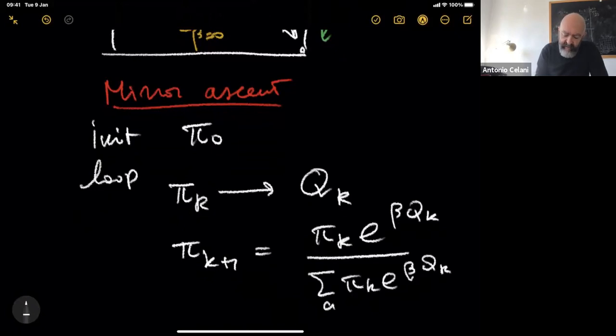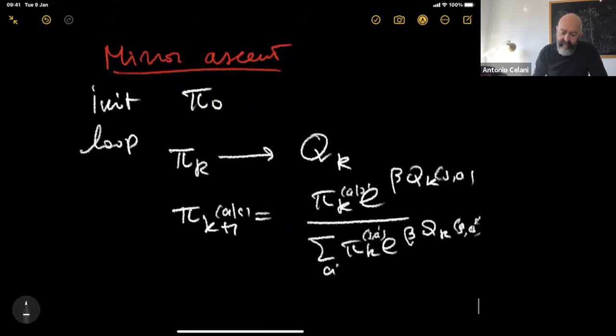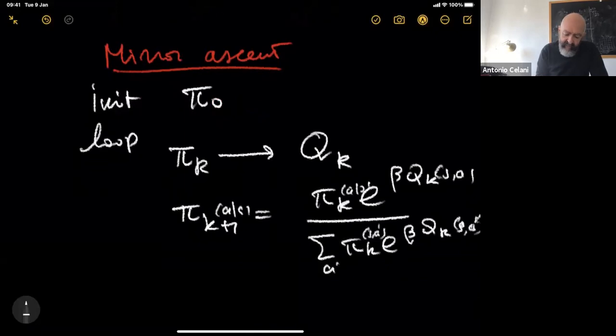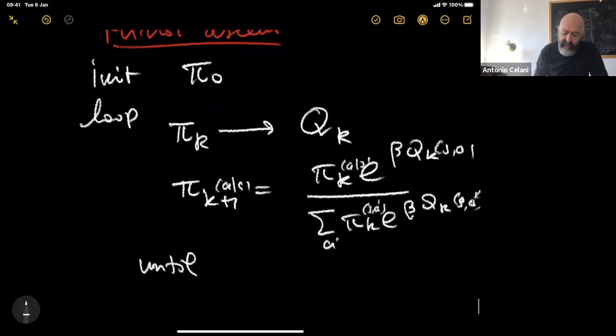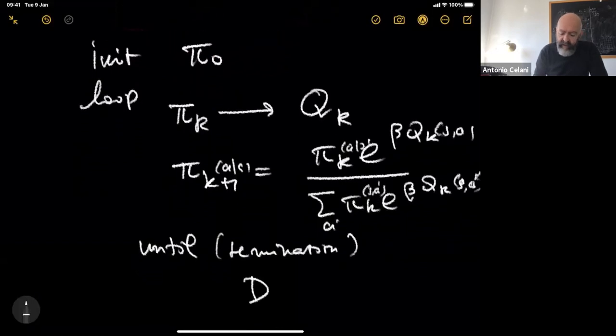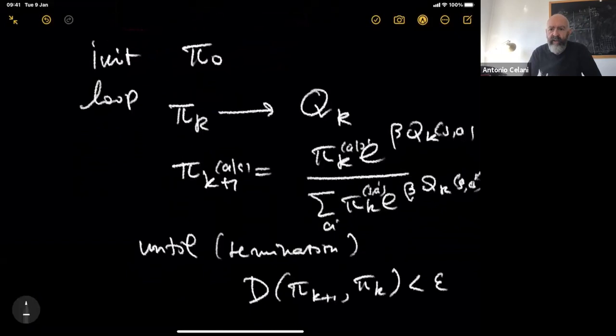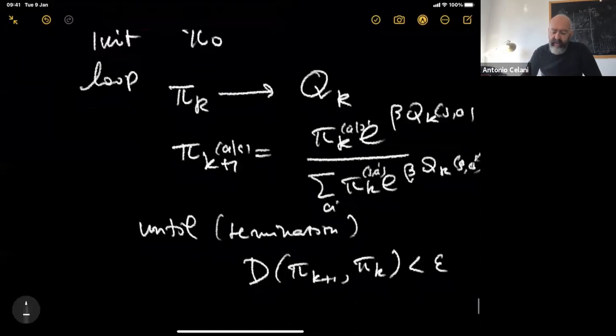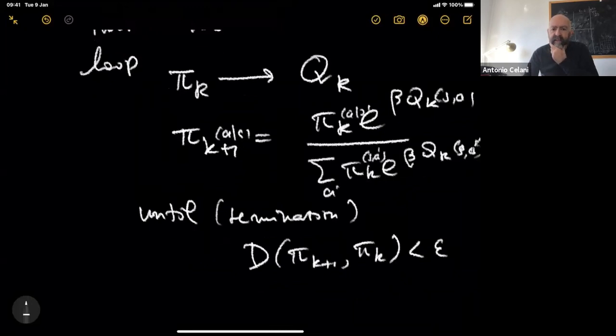Okay, so what I mean here is a prime. And this goes on until, as always, there is, for instance, a termination. In this case, it might be, for instance, when the distance between the new policy and the previous one is smaller than some epsilon. So this means that your steps are becoming smaller and smaller because you're close to the optimum. Or there might be other ways, or you can also use your Q function as a terminator, whatever.